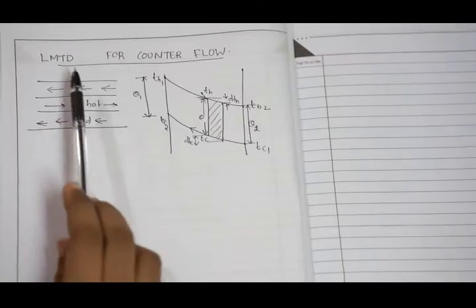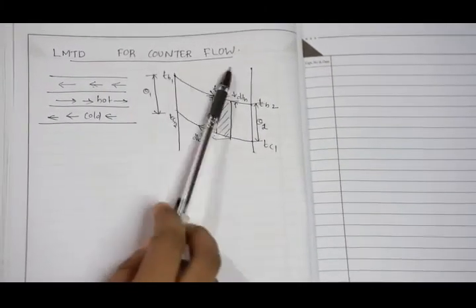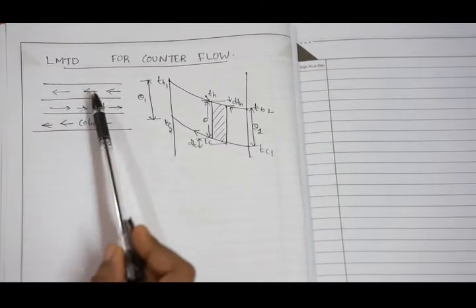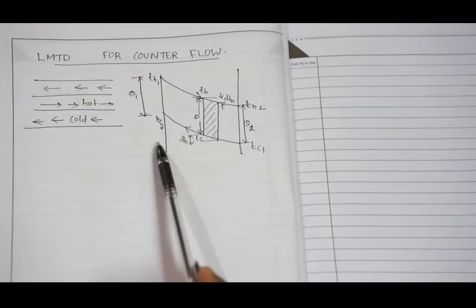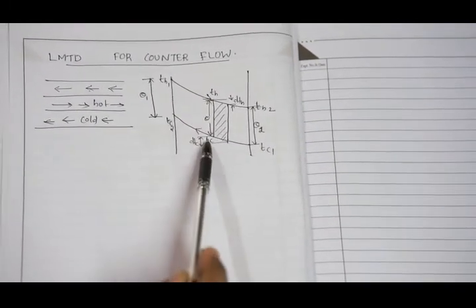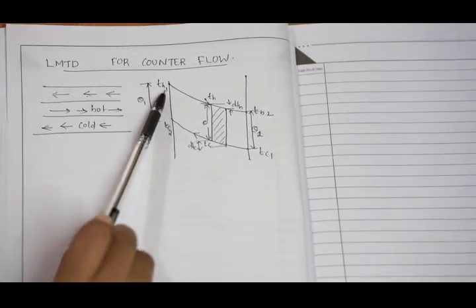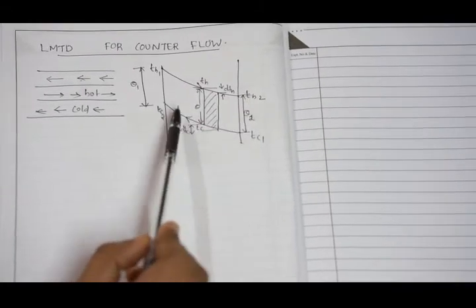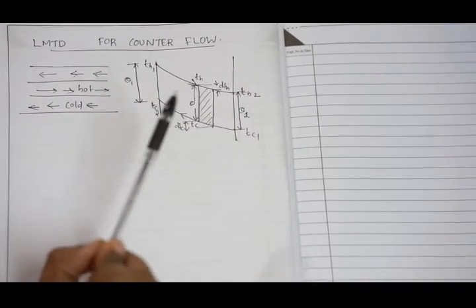Next is LMTD or logarithmic mean temperature difference for the counterflow heat exchanger. Counterflow means hot and cold fluid pass in opposite directions. Here we are showing a graph which shows the temperature variation of the hot and cold fluid. TH1 is the initial or inlet temperature of the hot fluid. TH2 is the outlet temperature of the hot fluid. And similarly for the cold fluid, TC1 and TC2.